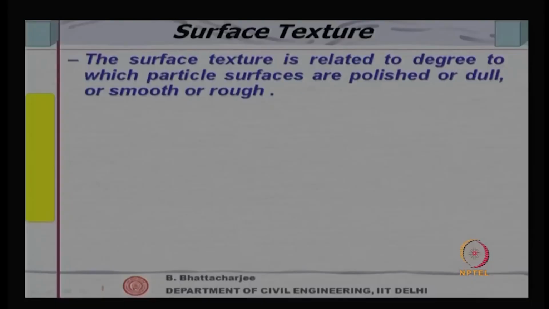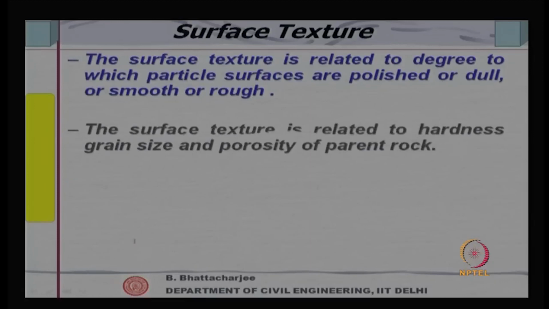Now, let us look at surface texture. The surface texture is related to the degree to which particle surfaces are polished, dull, smooth or rough. This is important because the bond of the cement paste with the aggregate depends upon this surface texture.